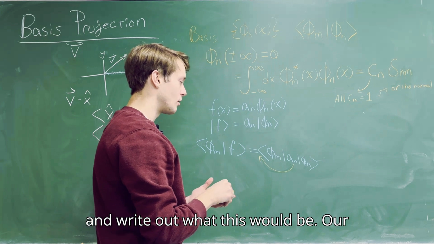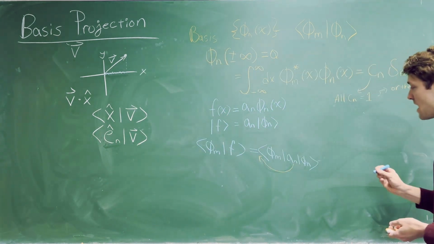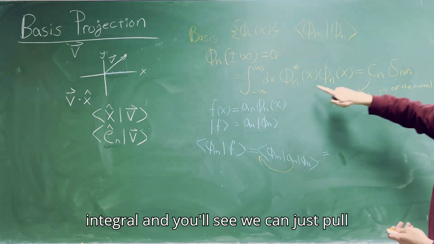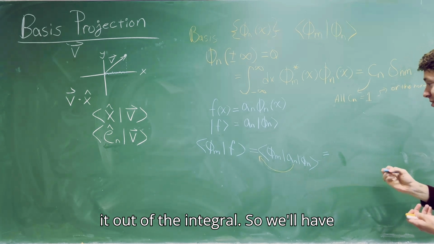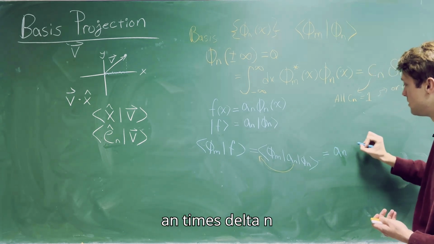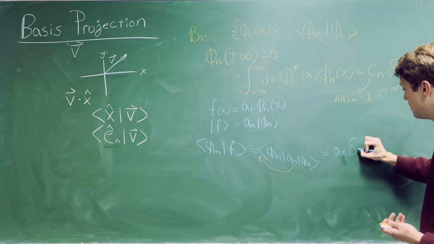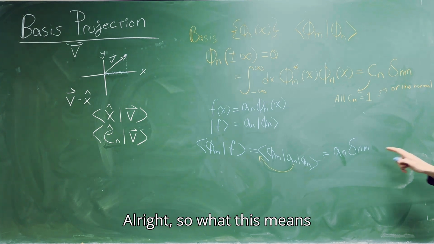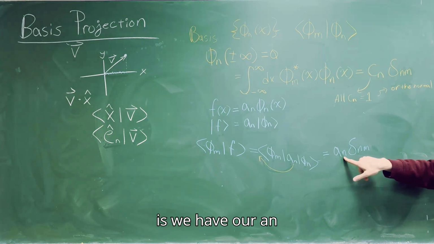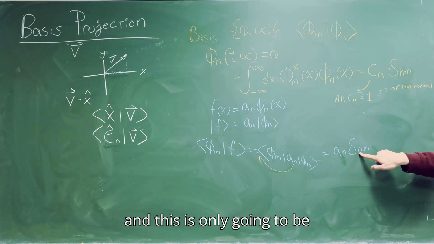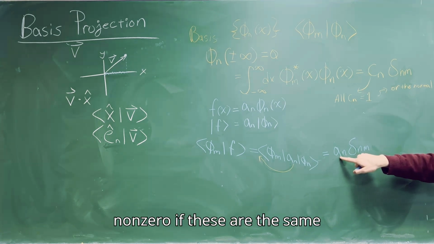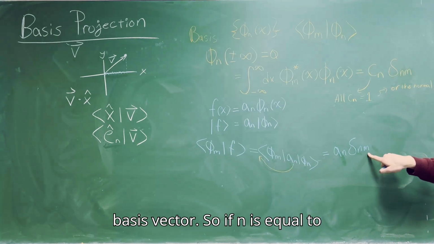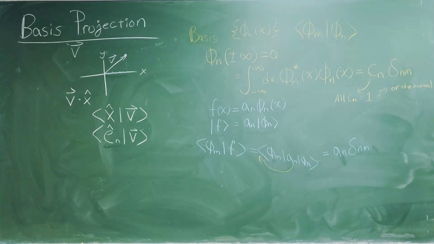So let's go ahead and write out what this would be. Our an is something that we could just pull out of the inner product. If you don't believe me, you can write down the integral and you'll see we can just pull it out of the integral. So we'll have an times delta n m. All right, so what this means is we have our an, and this is only going to be non-zero if these are the same basis vector. So if n is equal to m, we get our an.